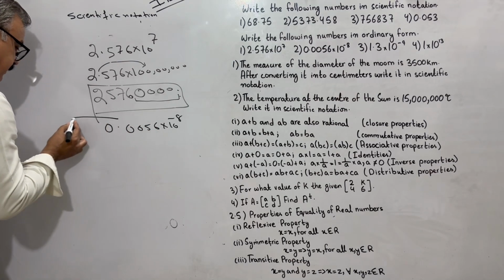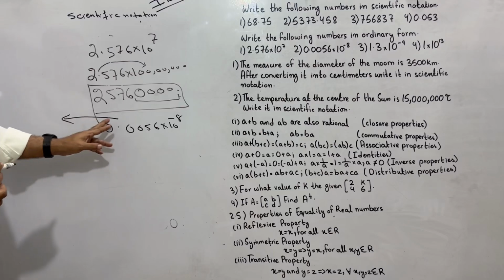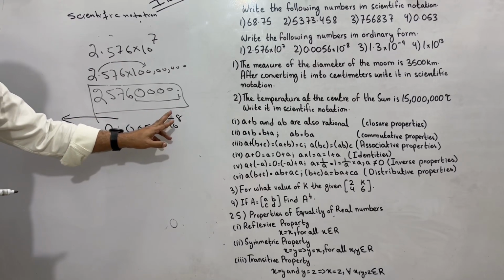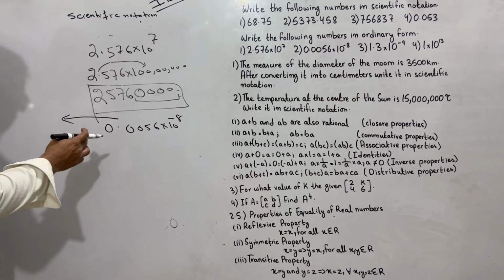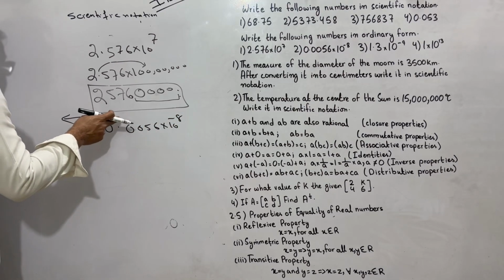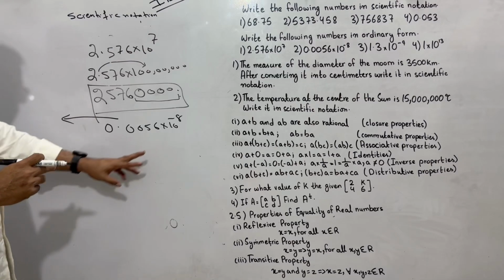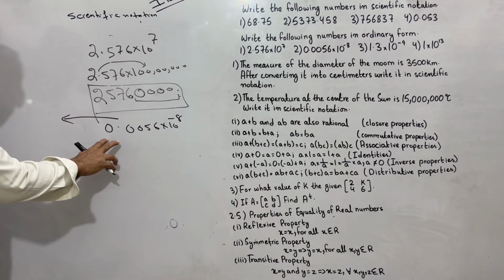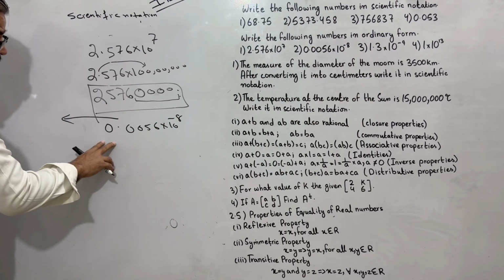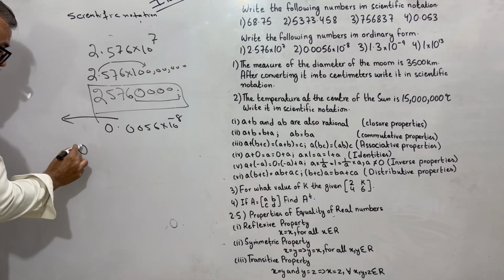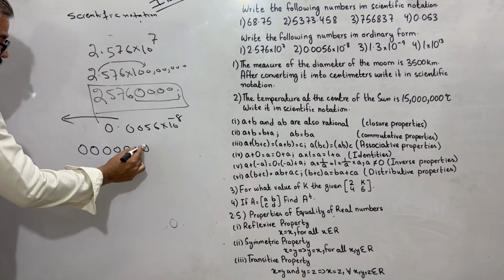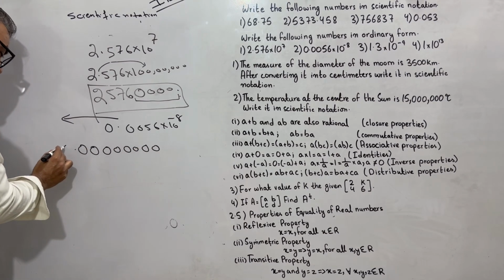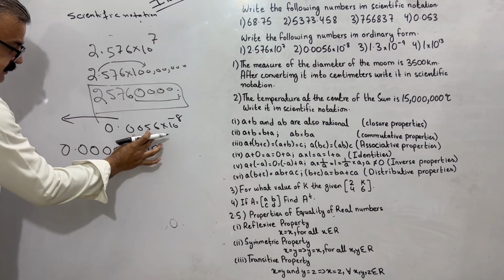So the decimal has to travel in that direction. The exponent of 10 is negative, minus 8, so the decimal has to travel from right to left. How many digits? 8 digits. We have to manage 8 zeros. The point must be there, and the calculation remains the same.